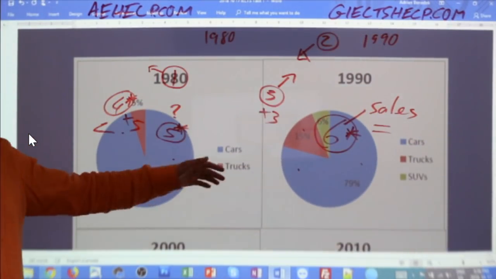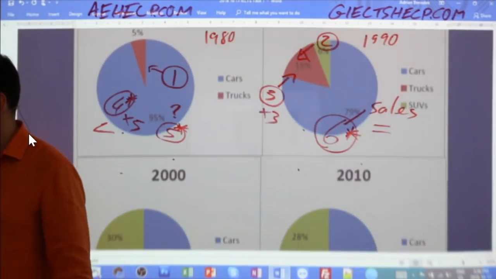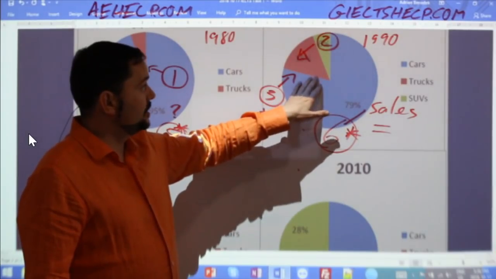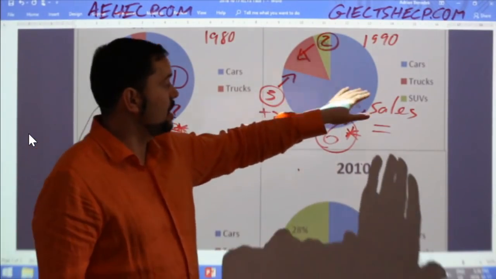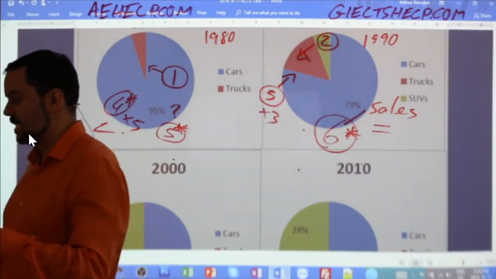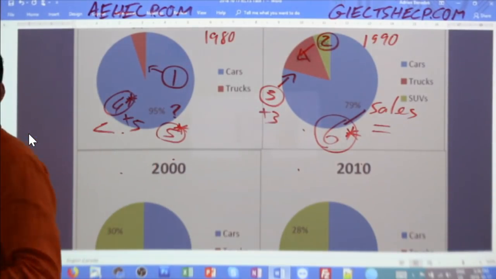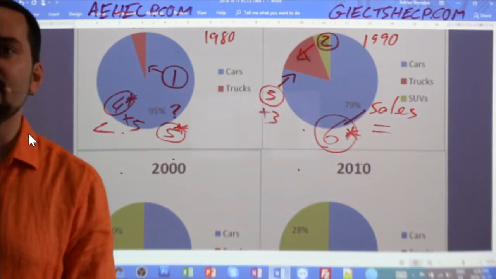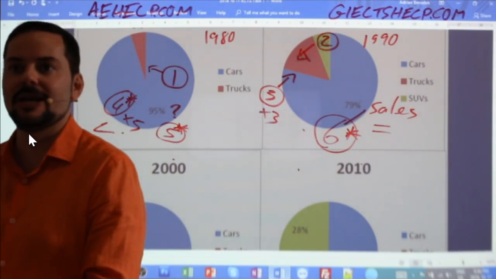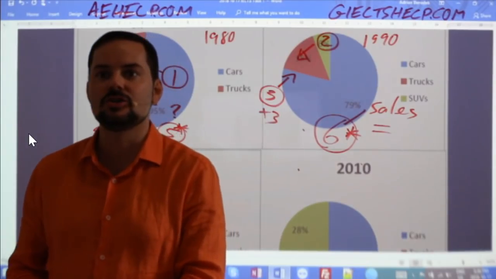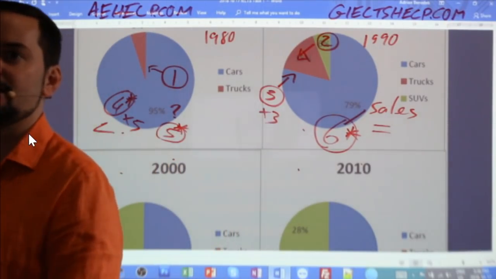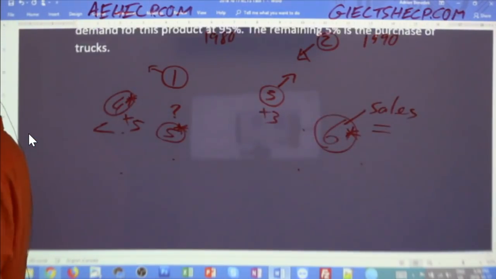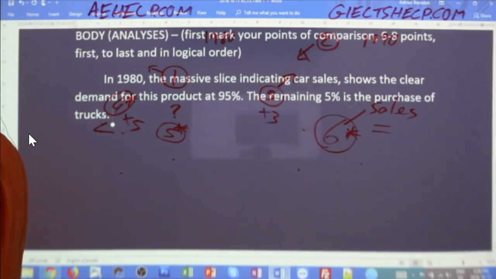Okay, so let's go to the second point. Notice that we have a couple of interesting facts. One is the tripling of the sales of trucks and the appearance of SUVs. So write a sentence for that while I do the same. Jubilant James, for the first sentence, says, by looking into the 1980s pie chart, the huge piece depicts the highest demand for car sales. That's good, that works as well. There are a lot of ways to write this as long as you're getting the right idea.